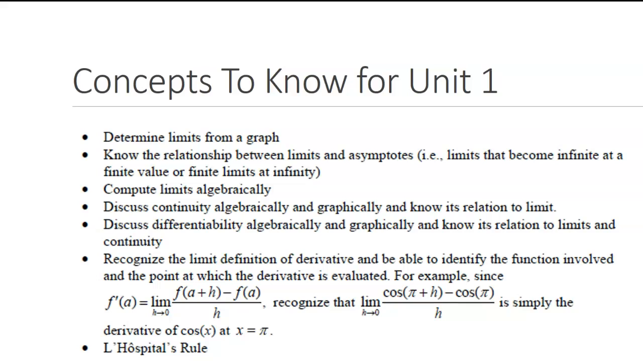So you need to determine limits from a graph. You need to know the relationship between limits and asymptotes. So what are examples? We have two types of asymptotes. What types? Vertical asymptotes and horizontal. That is correct. Raise your hand.